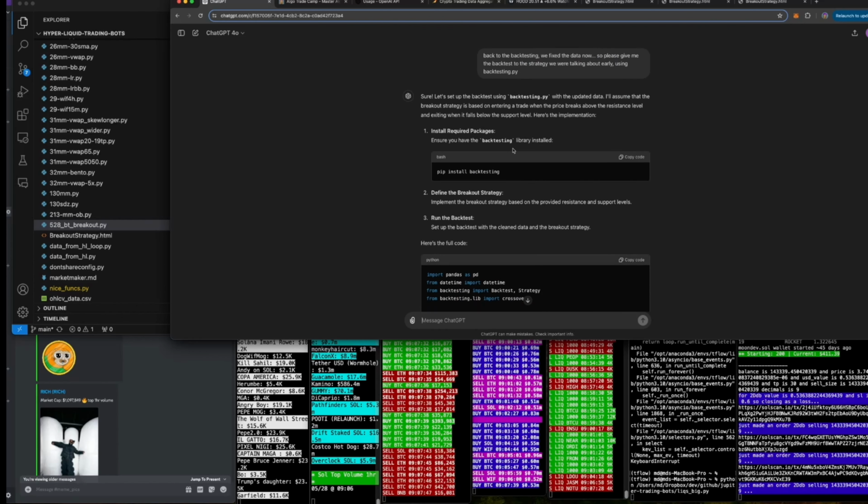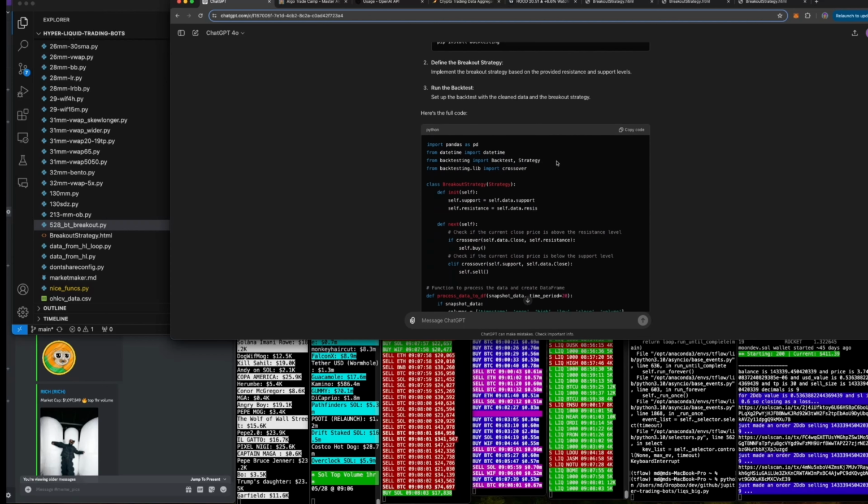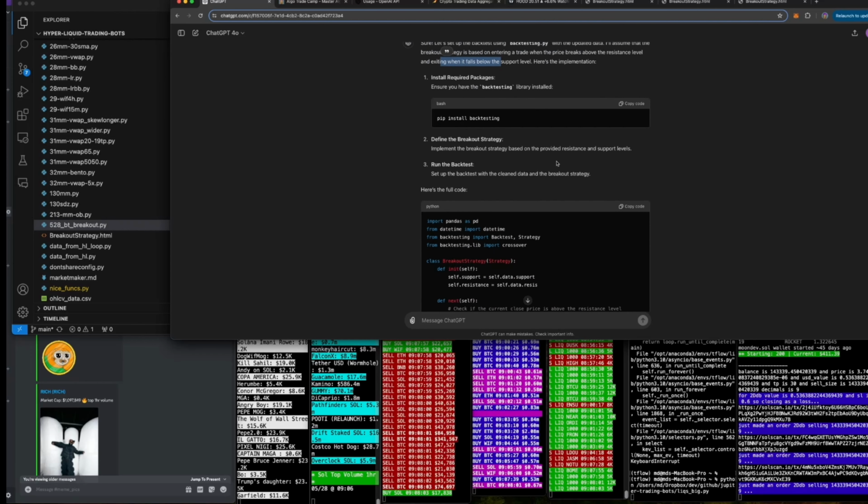Okay, let's see what this said here. Sure, let's set up the backtesting using backtesting.py with the updated data. I'll assume that the breakout strategy is based on entering a trade when the price breaks above the resistance level and exiting when it falls below the support level. Nah, that ain't it.